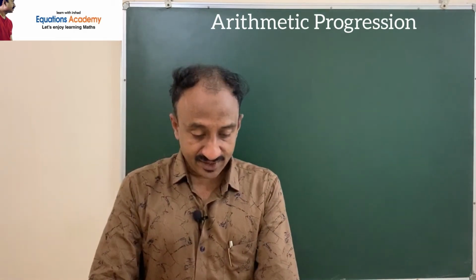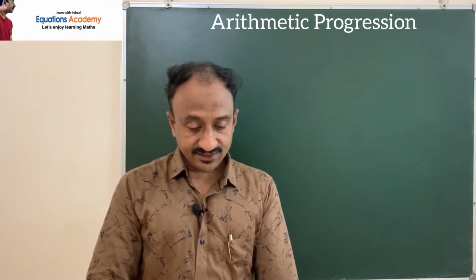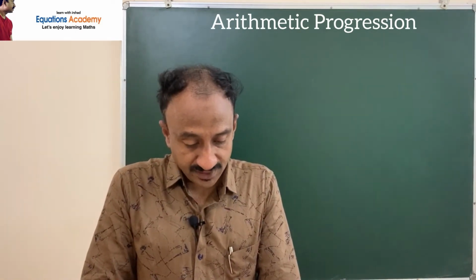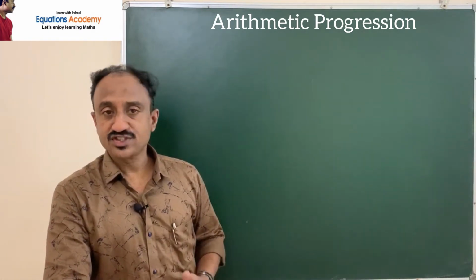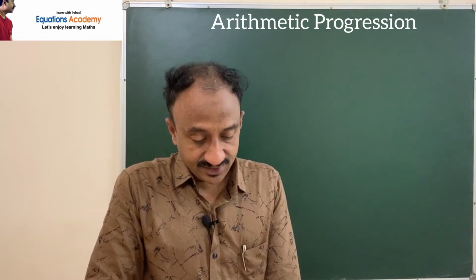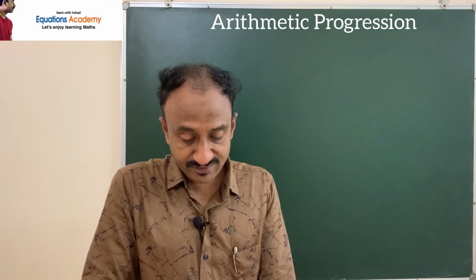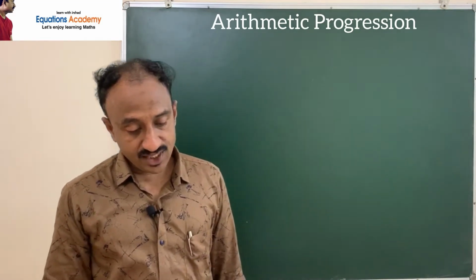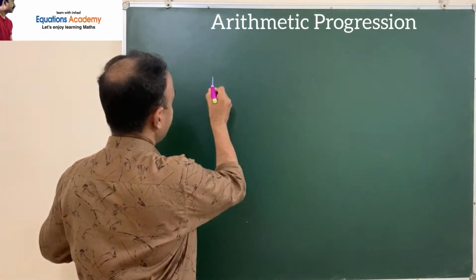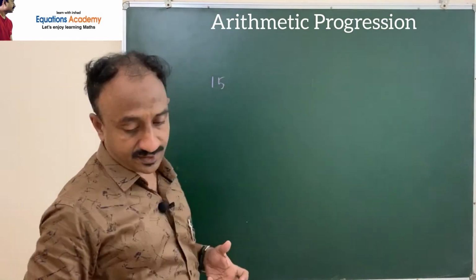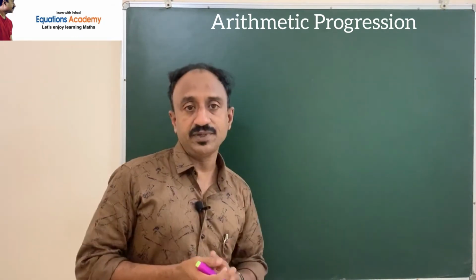Exercise 5.1. First question: in which of the following situations does the list of numbers involved make an arithmetic progression, and why? There are 4 sub-questions in that. The first one is the taxi fare: the fare is rupees 15 for the first kilometer and rupees 8 for each additional kilometer. The first kilometer taxi fare is 15, and for each additional kilometer rupees 8 will be added.